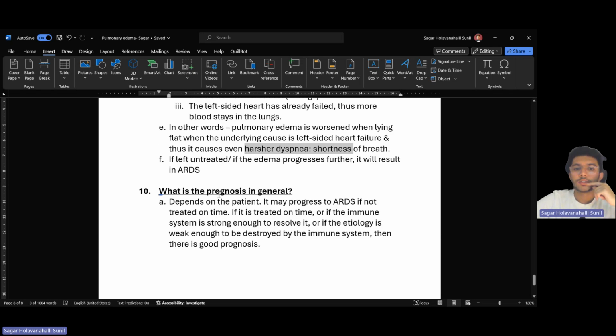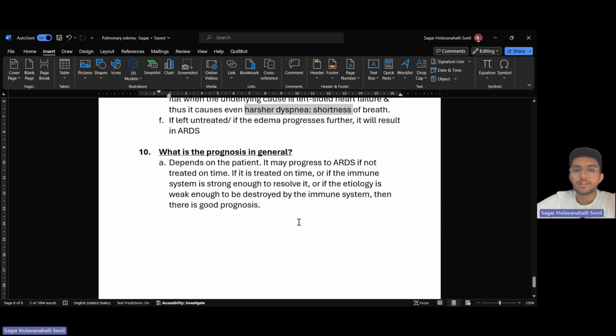Now, what is the prognosis in general? Depends on the patient. If there's a mild disease but the patient is immunocompromised, then it can quickly progress into ARDS. If let's say the patient is quite healthy and he or she has got a strong immune system, the pneumonia can get resolved with adequate medications, right? And also the medications need to be provided on time. So that's pretty much it.